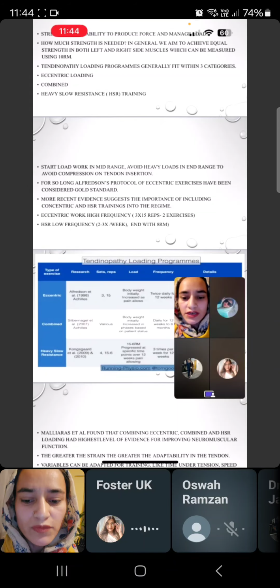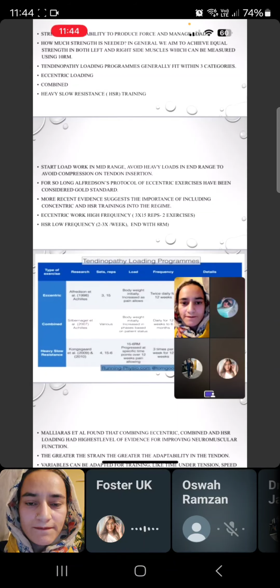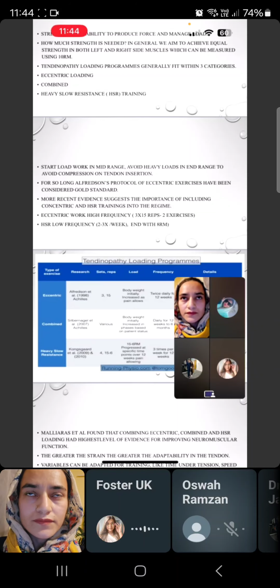So this is repetition 1. So basically, eccentric is what? When your muscle is creating force, but it's more in a lengthened position. It's not actively contracting. That is your eccentric control.